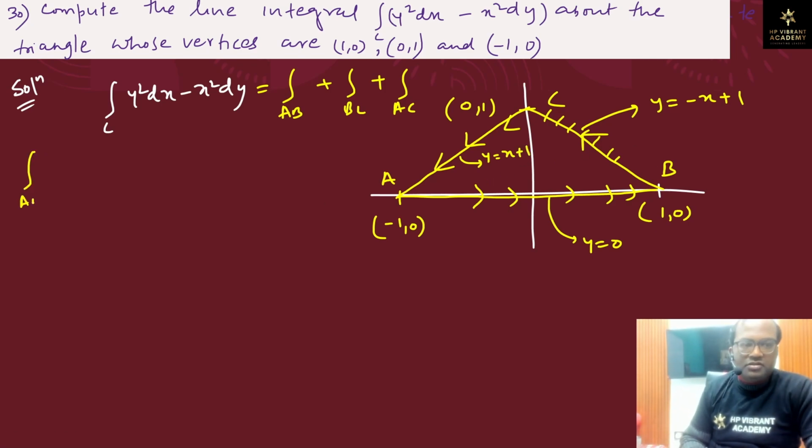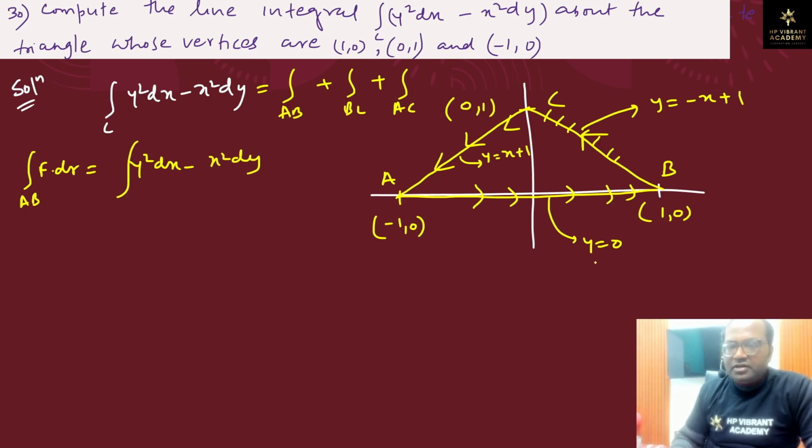So along AB, f dot dr is equal to y square dx minus x square dy. Along AB we have y is equal to 0 and dy is equal to 0. So y square dx will vanish and x square dy will vanish. So the value of AB f dot dr is 0. Let us find along BC.